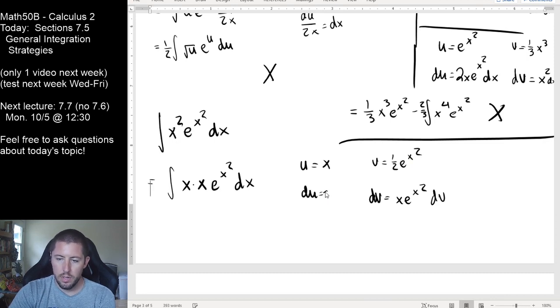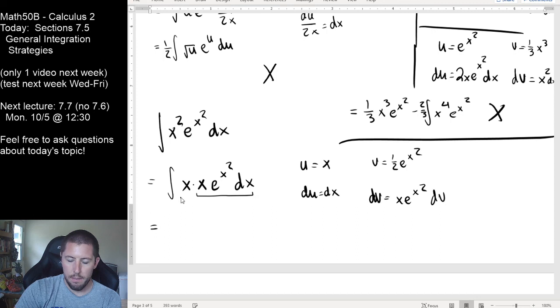I can say du is dx. Right? And in this case now, it looks like I am saying those parts went together, and then that part went together as our u there. So I've now got my uv, which is 1/2 x e to the x squared, minus the integral of v du. And in this case, our v is e to the x squared, and it's dx.